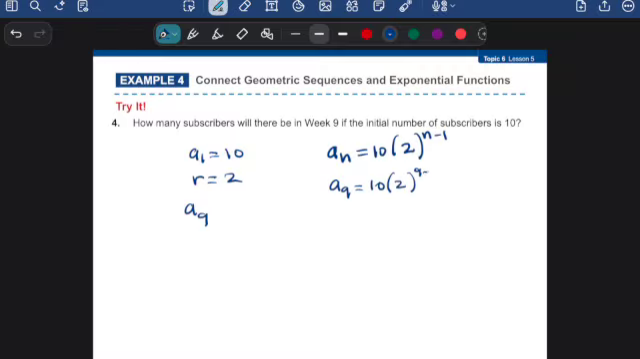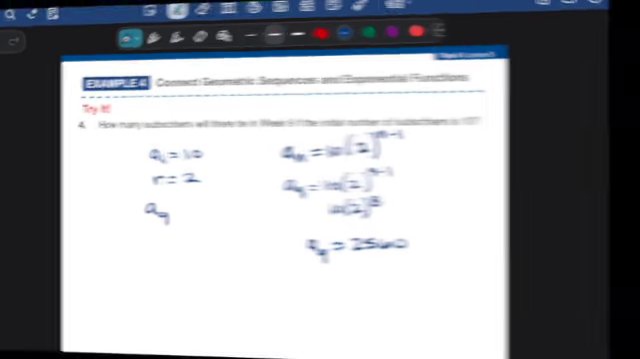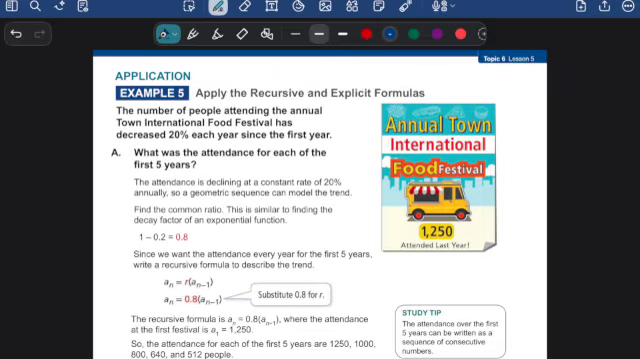9 minus 1 is 8, so we'd have 10 times 2 to the 8, and we could type that into our calculator, and we would have 2,560 subscribers in week 9. Example 5, another application problem.